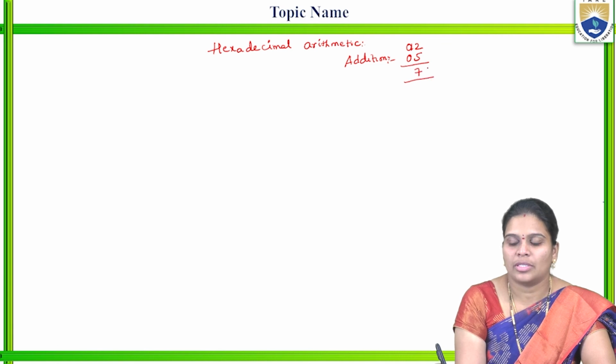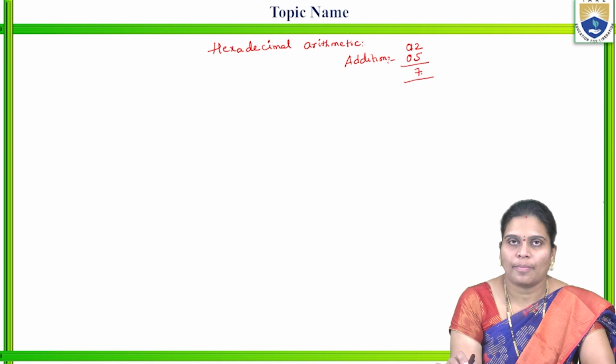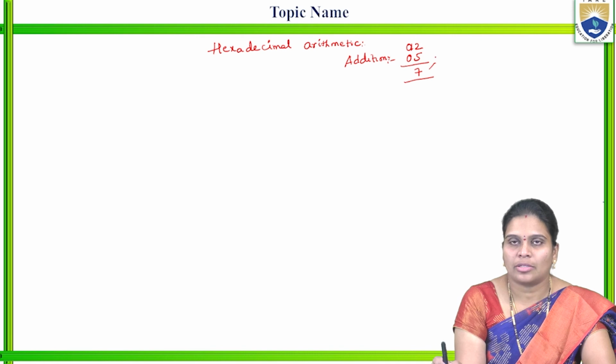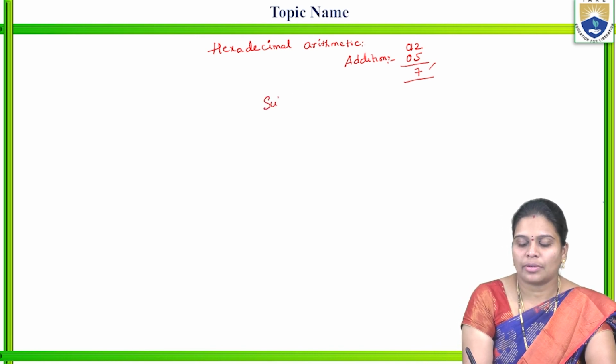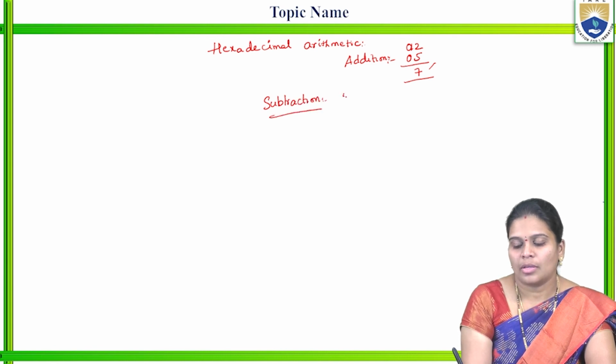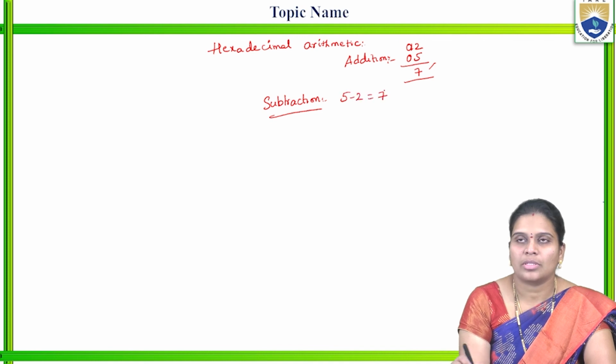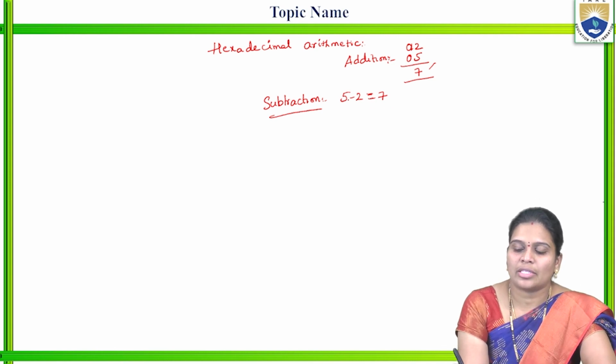0 2 and 0 5. This is the decimal addition. The same numbers are used in hexadecimal also. From 0 to 9, we have the same values in hexadecimal also. So this is the normal addition, and the hexadecimal addition is also the same. If you take the subtraction, 5 minus 2 is 3. In the subtraction also we have the same numbers.